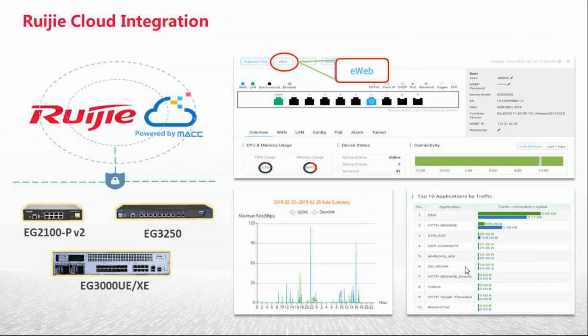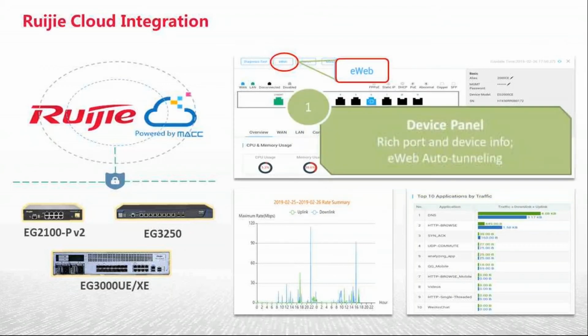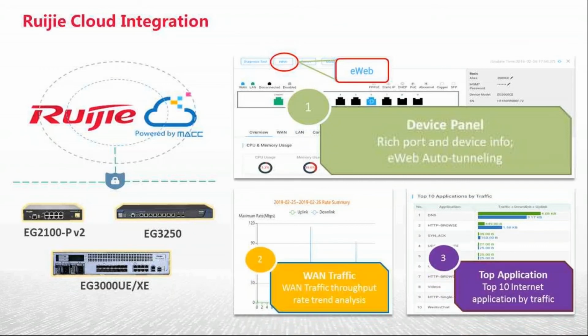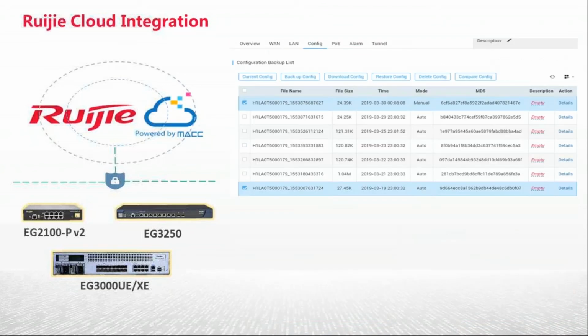Where is it? Layer 7. You can see the QQ mobile, video. The maximum download and upload on the internet link, this one you can also view in the Ruijie Cloud. WAN traffic, top 10 applications, top 10 internet applications by traffic. Okay.